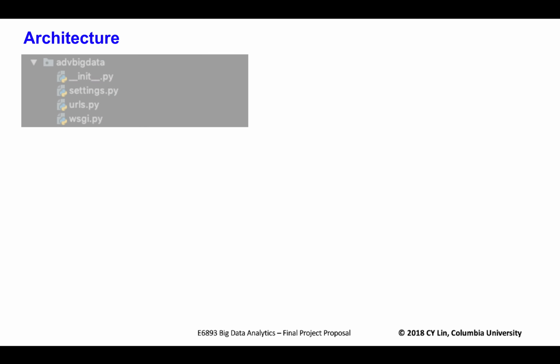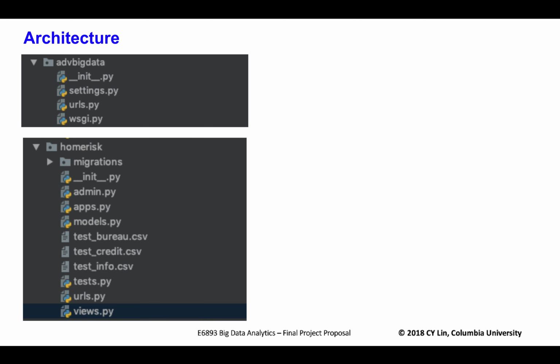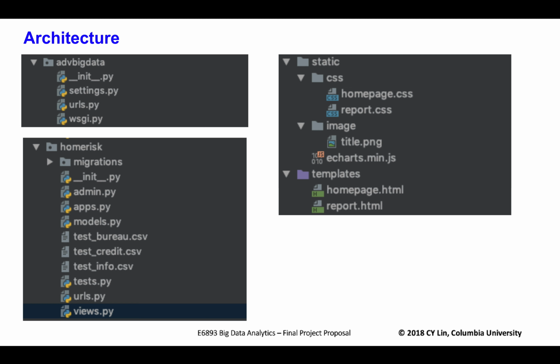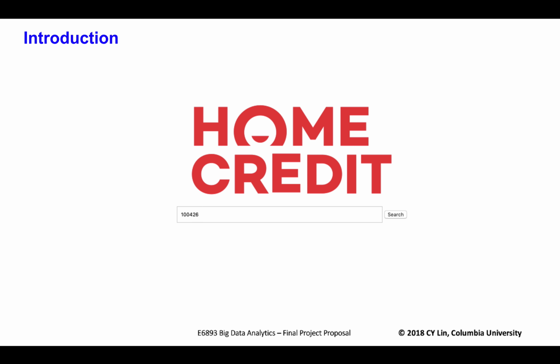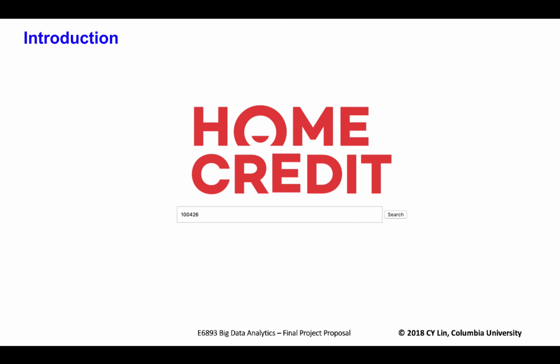And this is the system architecture of our project. Basically, it is divided into 3 parts. First part is the setting of the server, the second part is the backend, and the third part is the static part, which contains the CSS file, HTML file, and the images. And this is the homepage of our website. The input is the applicant ID that you want to search, and if the ID is not contained in our dataset, then it will reload the homepage. If the ID is contained in our dataset, then it will direct to the report page.